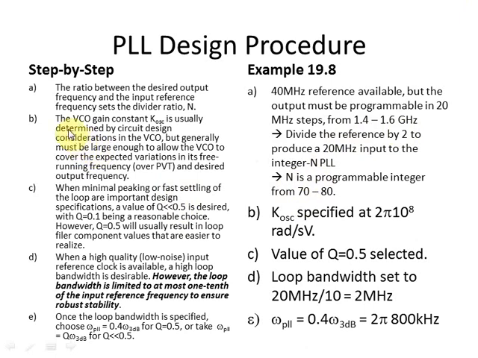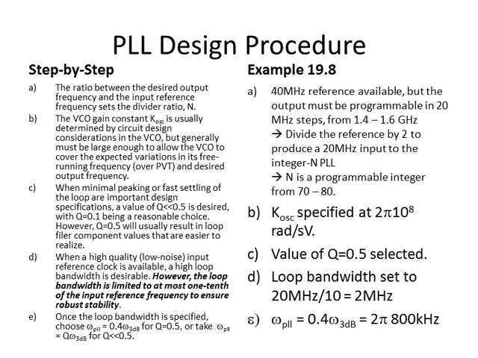The VCO gain constant, KOS, is usually determined by circuit design considerations in the VCO. The only key point is that it's got to be large enough to make sure that the VCO can actually provide all the output frequencies that are needed from the PLL robustly in the presence of all the PVT variations we expect. So remember that, we may have a VCO that provides an output frequency of 1.5 gig today, but if the process changes, that 1.5 gig may become 1.6 gig.